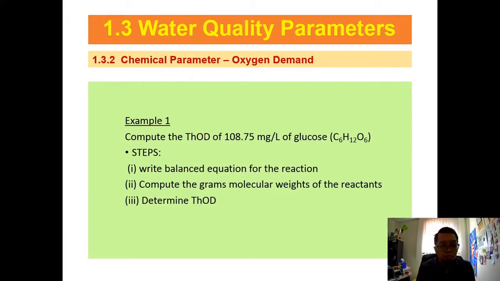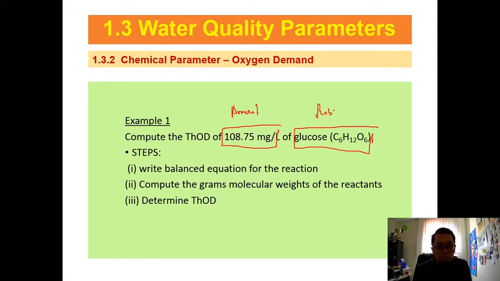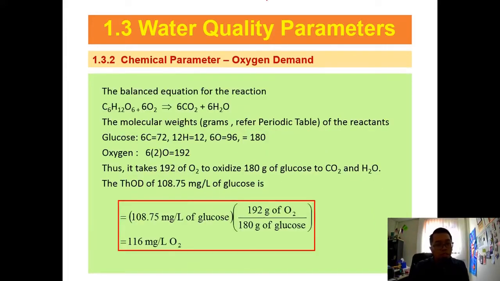Compute theoretical oxygen demand. So the given is 908.7. So this one is the amount. Okay, glucose. So this one is, what is it? This is a substance. Okay, substance. First, balance the reaction. The gram weights you can find in the periodic table, and determine theoretical oxygen demand. So this is the basic that I mentioned just now.